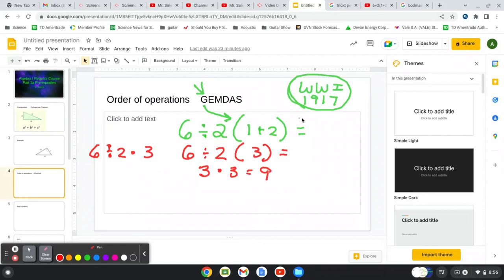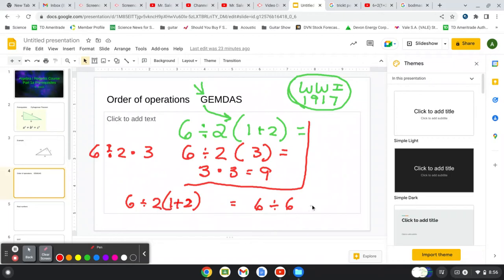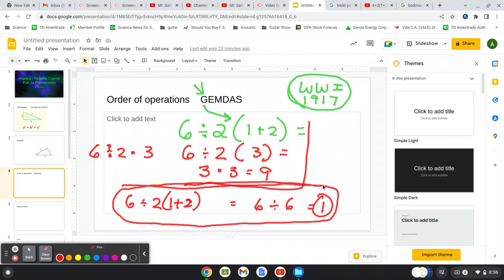Now, a long time ago, and some textbooks still have this, so you might get this answer, and this is not the answer. But if you did 6 divided by 2, parentheses 1 plus 2, you get the same so far. You have 6 divided by, it would be 6, because 1 plus 2 is 3, and then they would have multiplied right away, and then they would have got an answer of 1. That is not the answer. But that is what some people a long time ago in World War I and before would have had. So this is not the answer.